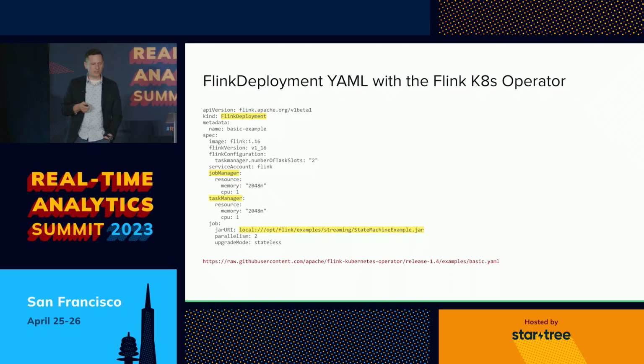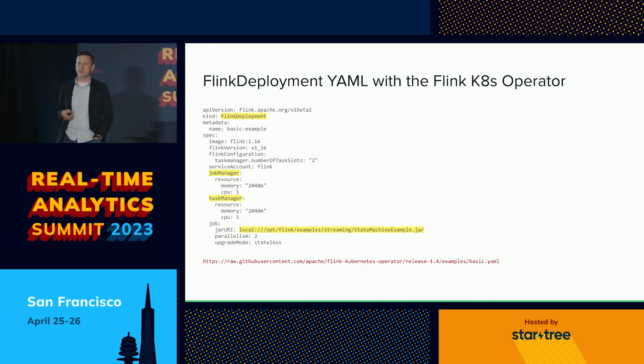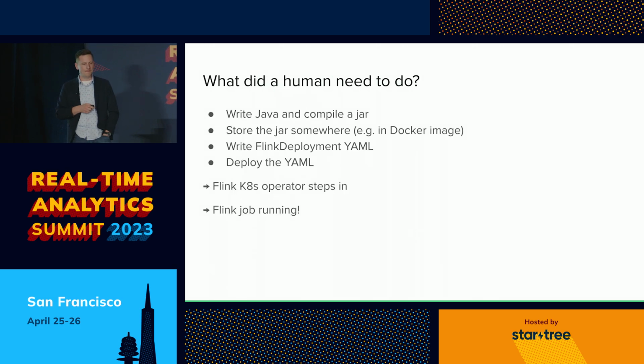And you can see some evidence of that. This is all it takes to deploy a Flink job once you have the jar, right? And you can specify how much memory to give a job manager, but you don't have to have a job manager. The operator will go set it up for you.